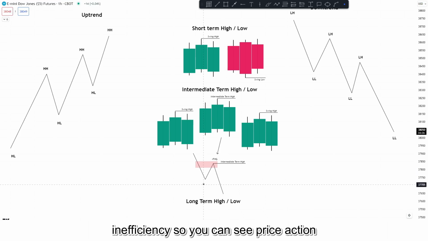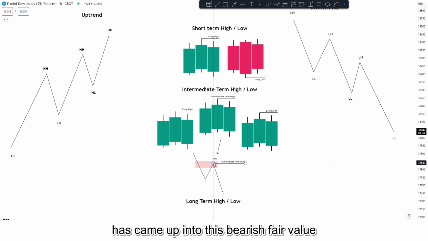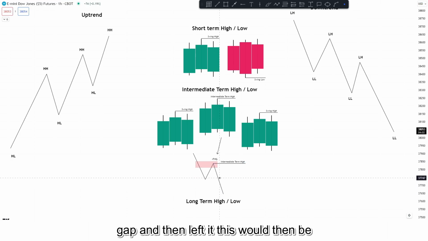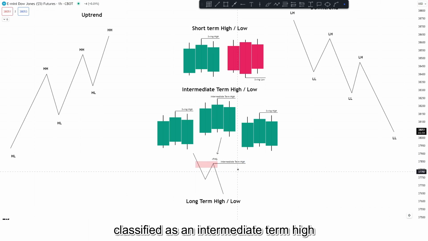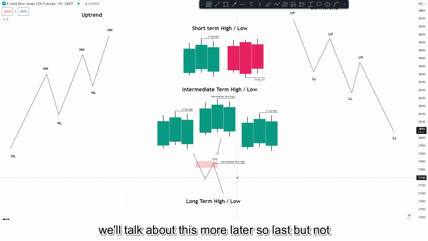So you can see price action has come up into this bearish fair value gap and then left it. This would then be classified as an intermediate-term high. We'll talk about this more later.